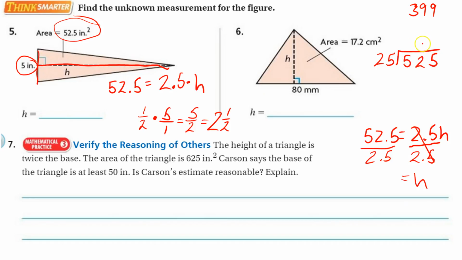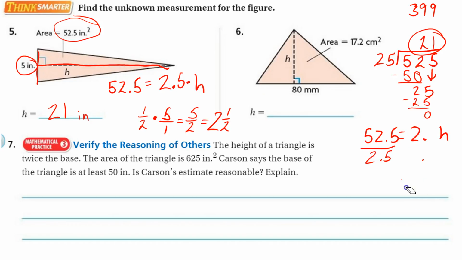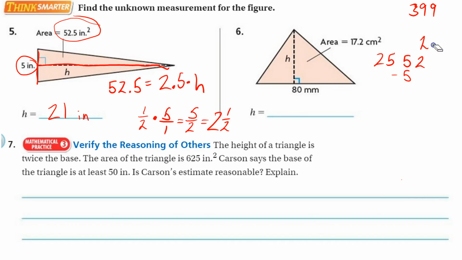25 can't go into 5. 25 goes into 52 twice. 2 times 25 is 50. Subtract gives us 2. Bring down our 5. 25 goes into 25 one time. 1 times 25 is 25. Subtract gives us 0. So there is our answer. H is 21, and it's inches. And I'm going to erase my work. You never need to. Just use more scratch paper.